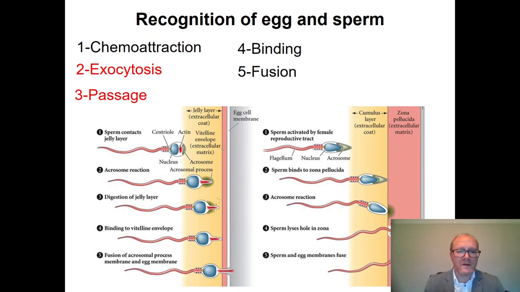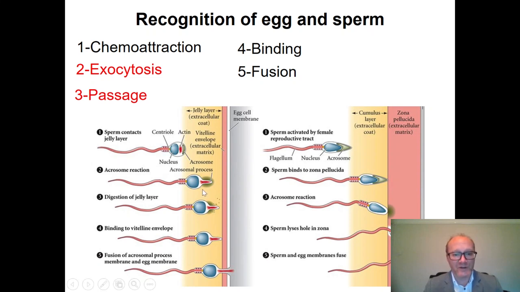So, the process of recognition between the sperm and the egg are very similar between sea urchin, for instance, on the left, and mammals on the right. We have a chemoattraction initially, so the sperm is chemically attracted to the correct egg, so they swim toward the correct egg. Then we have a process of exocytosis, which we don't see in mammalian sperms.